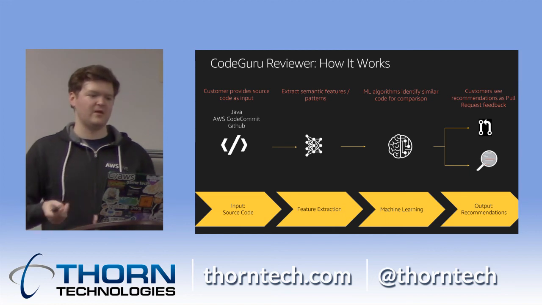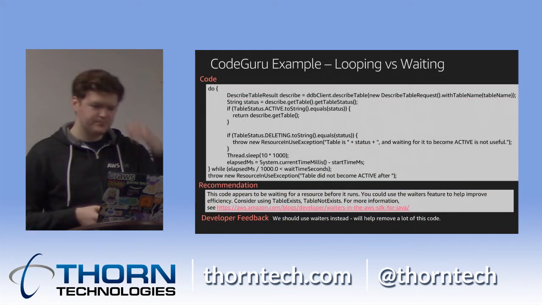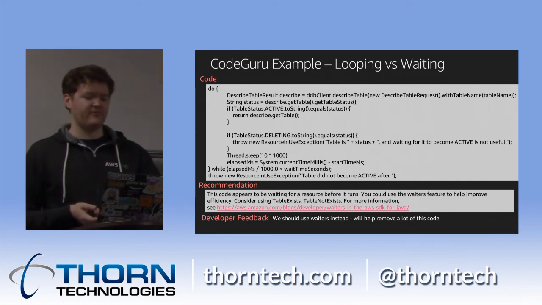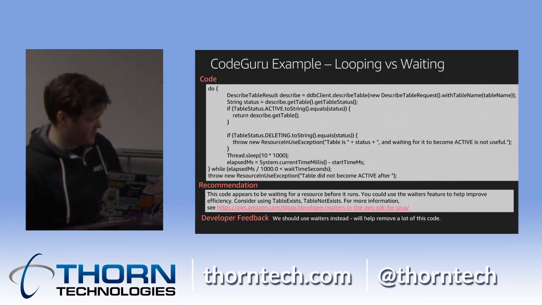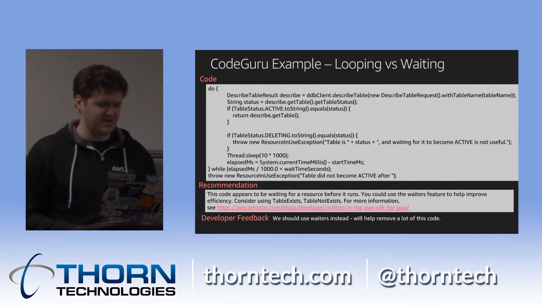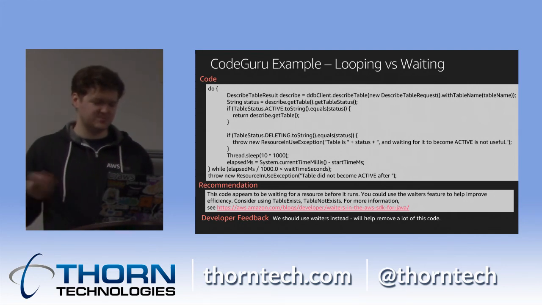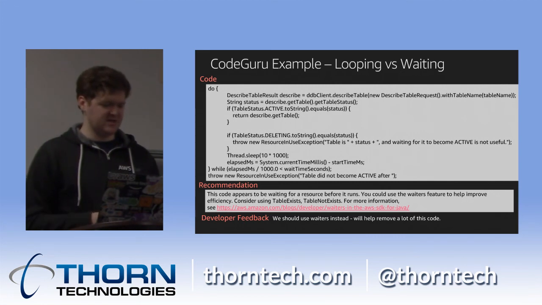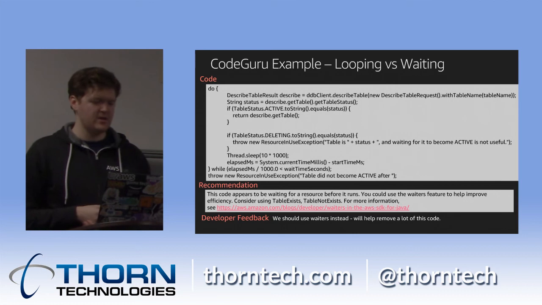And you don't need someone else to have already known that at your organization to make them improve. CodeGuru can help you with that. The scenario I described before, looping versus waiting, or iterations across nested for loops and such. You see an example here which will be inefficient, so the recommendation is actually pretty nuanced. It says this code is waiting before the resource before it runs. Use the waiters feature to improve the efficiency. Consider using table exists, table not exists, so on, with a direct link to the documentation.